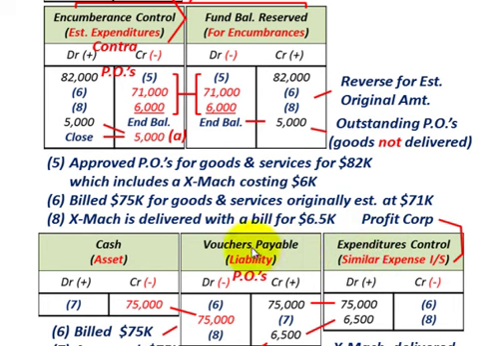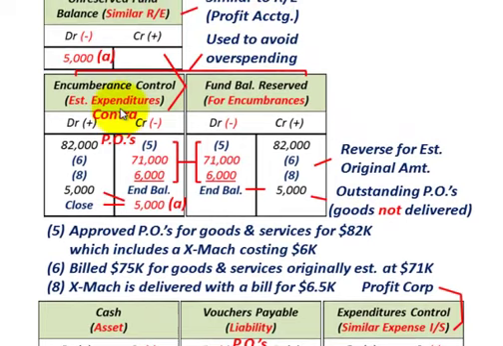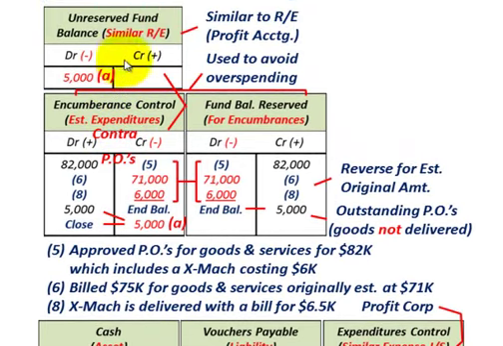So they all have to balance and match out here, but when you're dealing with governmental accounting, you have to set up these control accounts here for the estimated expenditures. And just remember, this encumbrance control acts as a contra account here to the unreserved fund balance, or really similar to the retained earnings of a for-profit company.